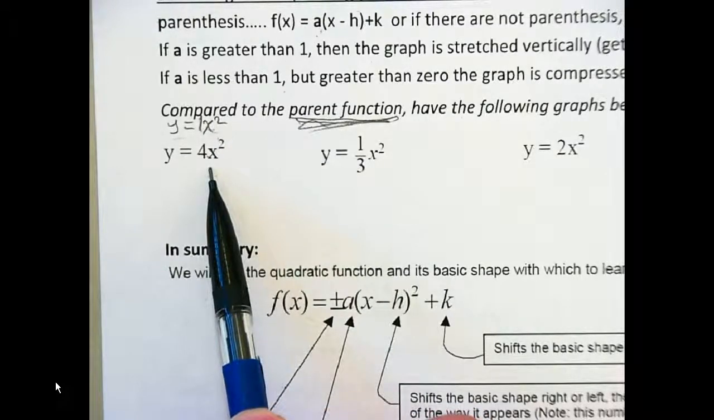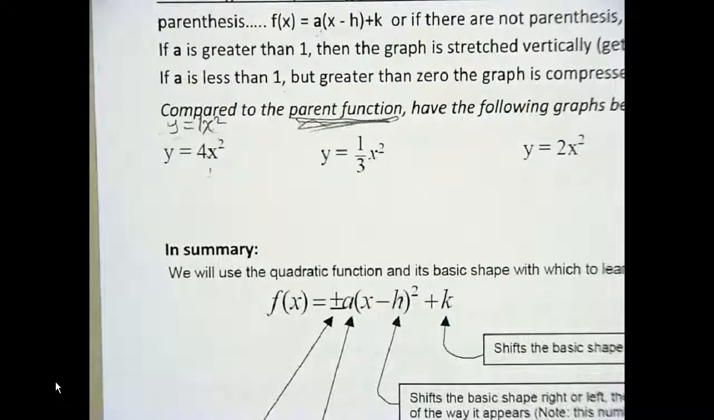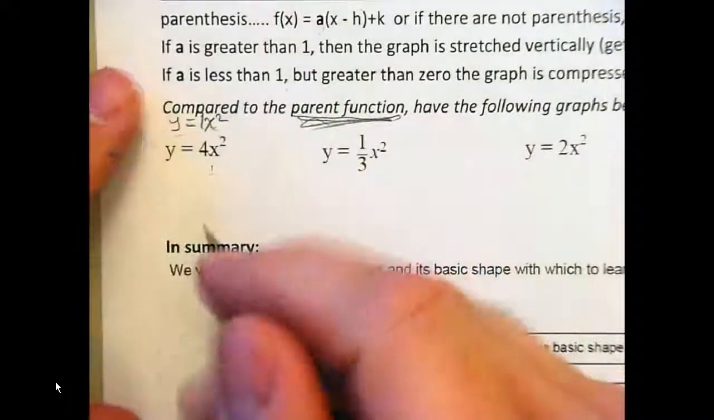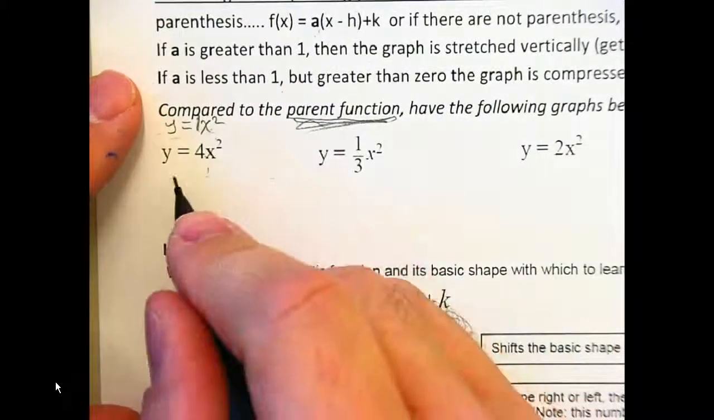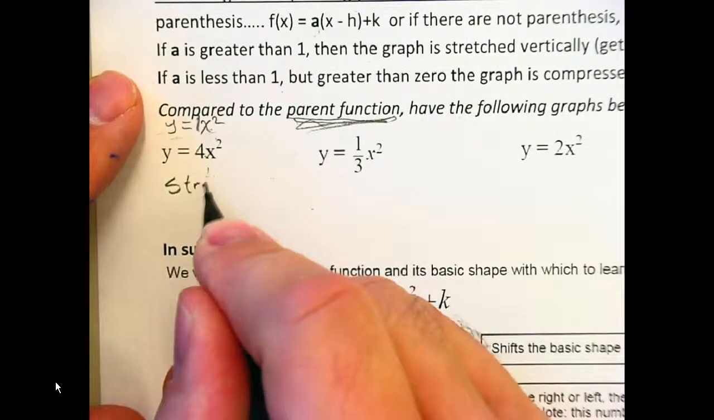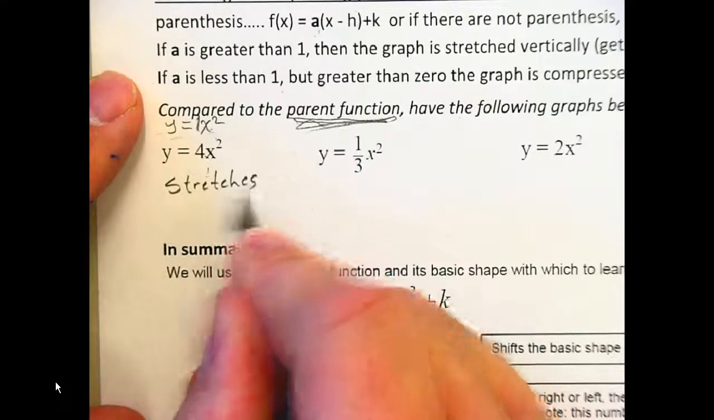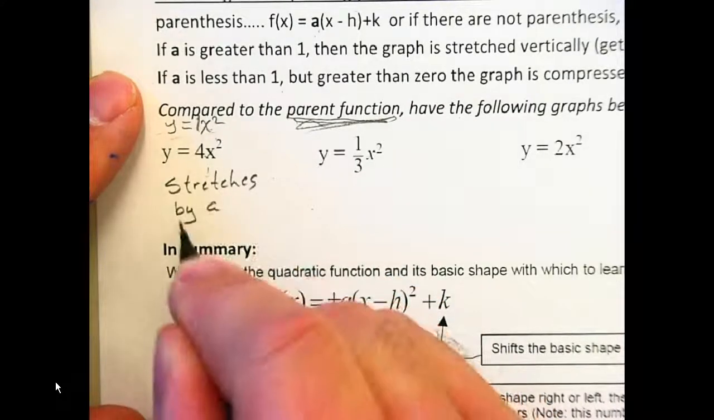There's 3 more. Tell your neighbor what happens. Does it get wider, narrower? It gets narrower, narrower and steeper. All right, how many say wider? Who says narrower? It gets narrower. All right, by a factor of 4. So the way we say it, it stretches by a factor of 4.